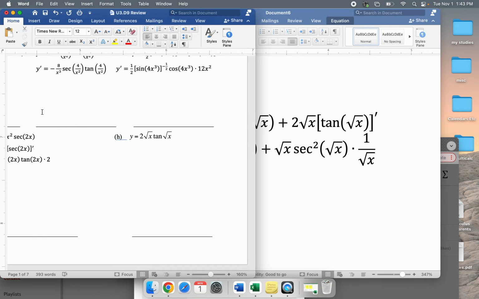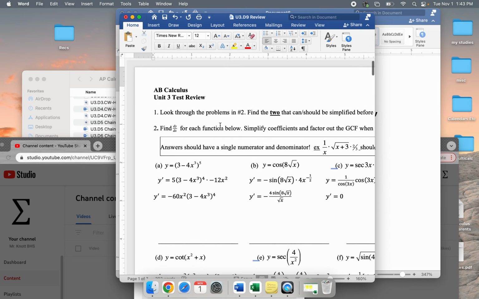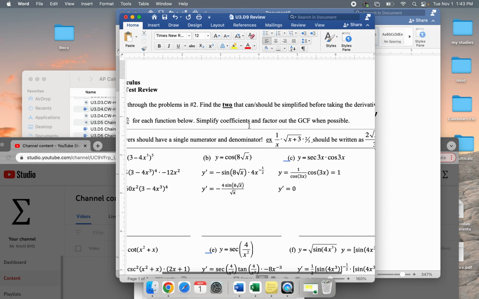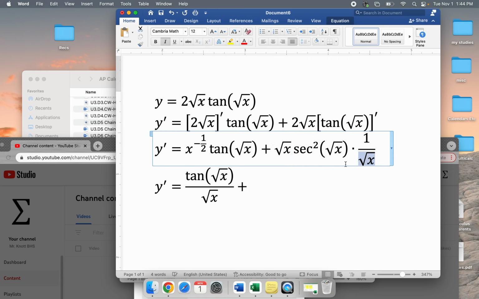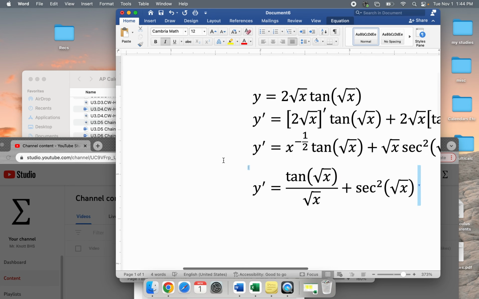I assume the instructions tell you to put things over common denominators, right? Probably. Simplify coefficients and factor out the GCF. No, okay, it doesn't say put things under common denominators, so there's not really any reason to do so. So you could write the first term as tangent square root of x over square root of x, and then this second term, this guy cancels with this guy, so if you don't care about common denominators, you might as well cancel those and just be left with this. This is a perfectly good answer to me. There's not really any reason to put these over common denominators or anything. So okay, very good.